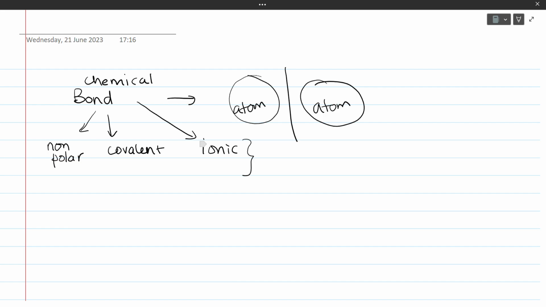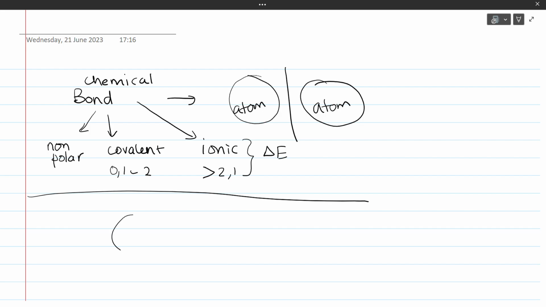How we figured this out was we found the change in electronegativity, and that gave us an understanding of whether we have a nonpolar bond. In that case, the electronegativity change will be 0. Covalent should be around 0.1 up to 2, and if it's anything greater than 2.1, it's usually ionic. But now we are done with chemical bonds.